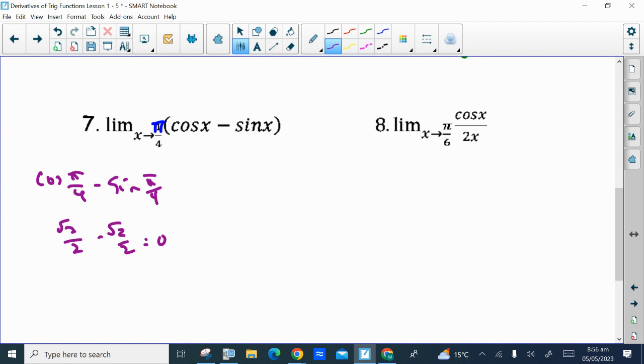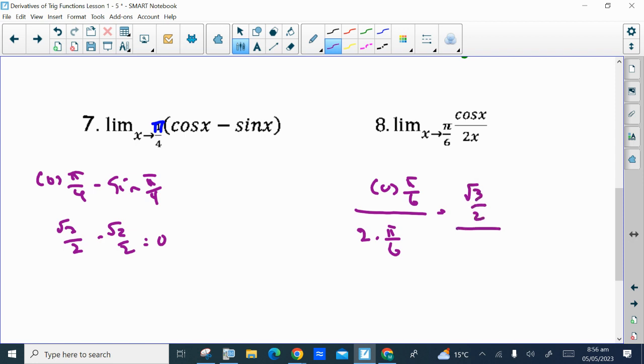So number 8, again, our non-permissive value for this expression would be 0. X isn't approaching 0, it's approaching pi on 6. So it can be done just by straight substitution. The cosine of pi on 6 times 2 times pi on 6. The cosine of pi on 6, that's the first stop on the unit circle. That value is root 3 over 2.